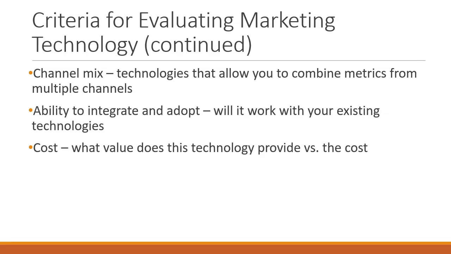Okay. Again, our channel mix. Does the technology allow us to combine metrics from multiple channels? So there are various technologies like Hootsuite and Sprout that will pull in all of the metrics from all of your social media channels. So we can combine those metrics. We can also manage content from those tools.